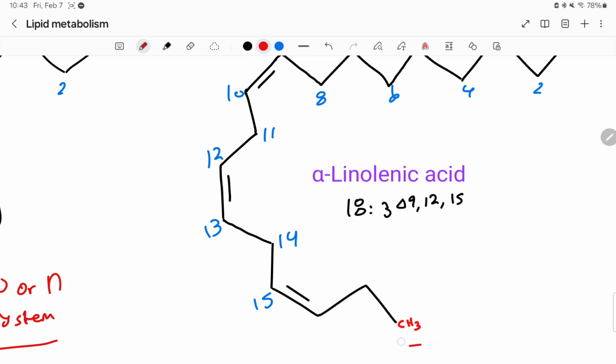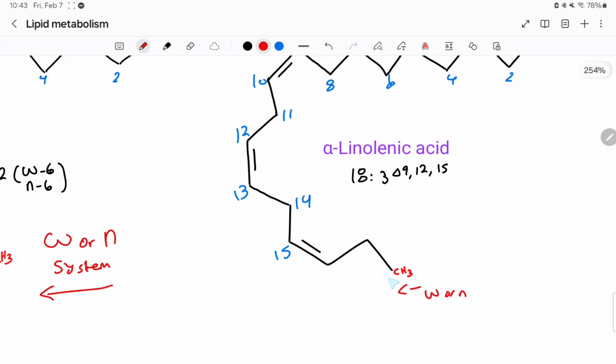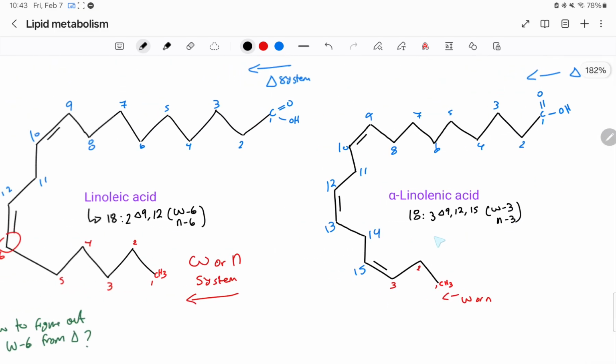The other way was from the methyl end, right? The methyl end, that's the omega way, okay, or the N. From there, you start going 1 carbon, 2 carbon, 3 carbon, stop. You met the first double bond, and that's where you stop. So what would this be? This would be an omega-3 or an N3 unsaturated fatty acid.